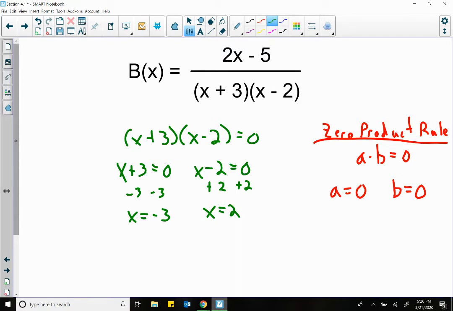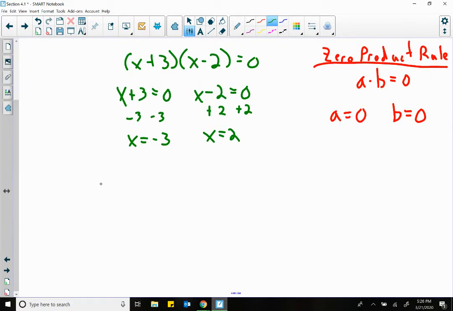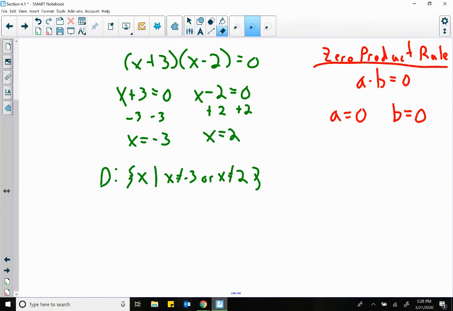Okay? So if we write up the domain to this, set notation would look like this. Again, our embellishments. And then all we do is we put these 2 guys that we just found, x equal to negative 3, put an or, x equal to 2 inside, and then don't forget to put a cross through the equal sign, because we do not want these numbers.